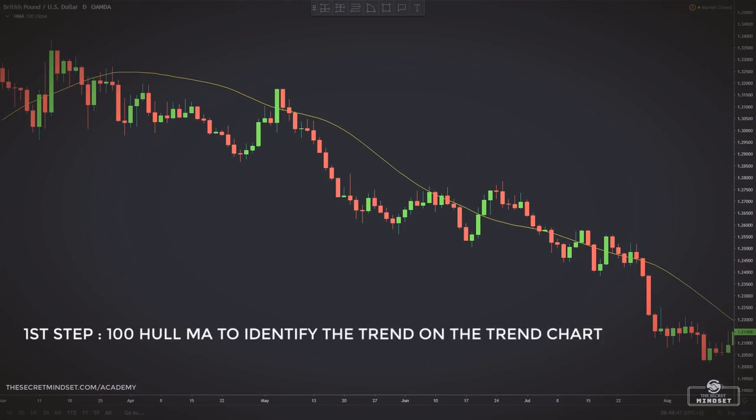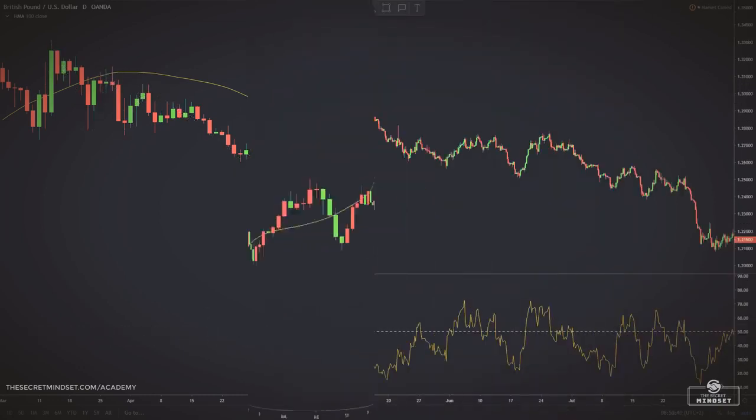In this particular chart, we see the general direction of the trend is bearish. Keep in mind that you can use any other tool to determine the trend. Elder used the MACD. I use the 100 Hull MA. You can use your favorite trend indicator.